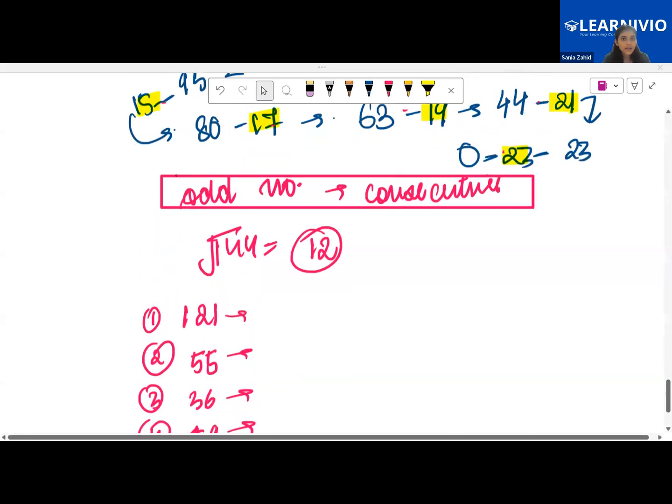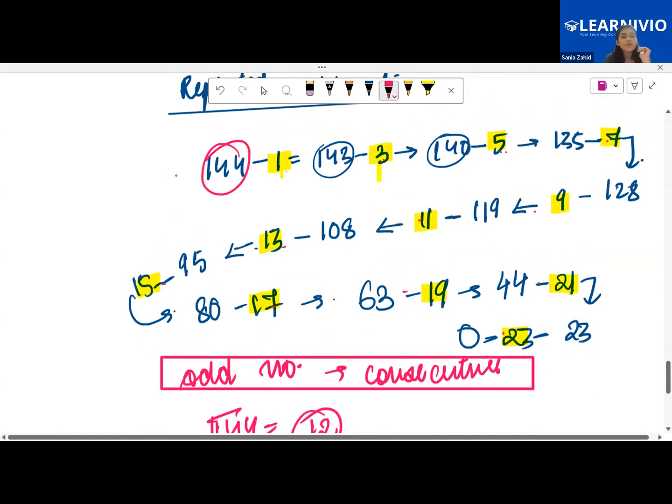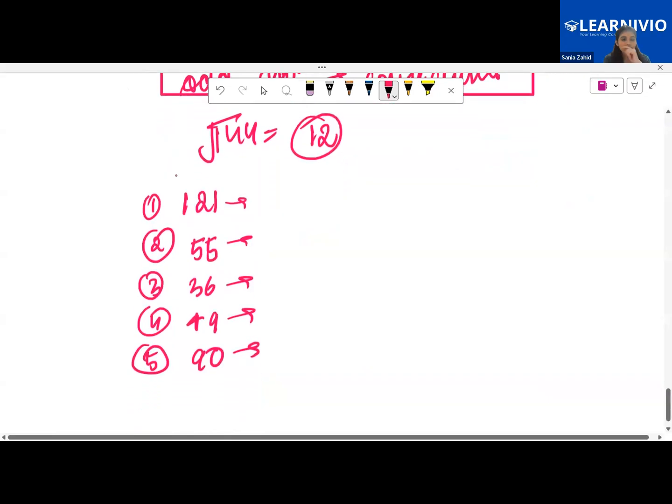Yes, ma'am. See, I'll just quickly revise it for you. For example, you have 144. So for 144, you have to check if it is a perfect square number or not. What you're going to do is keep on subtracting odd numbers from the given number. So you have 144 minus 1, then minus 3, minus 5, minus 7, and so on. If you get 0 at the last, that means your number is a perfect square number. And if you're not getting 0 at the last, that means it is not a perfect square number. Right? You remember this? Will you be able to do these questions?